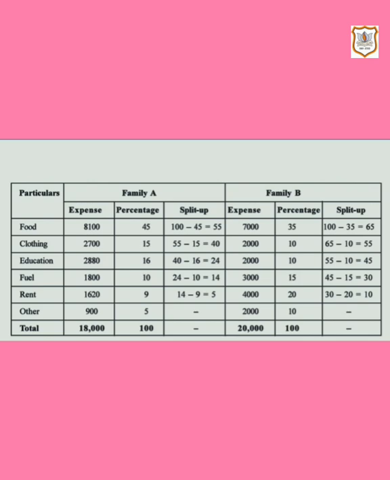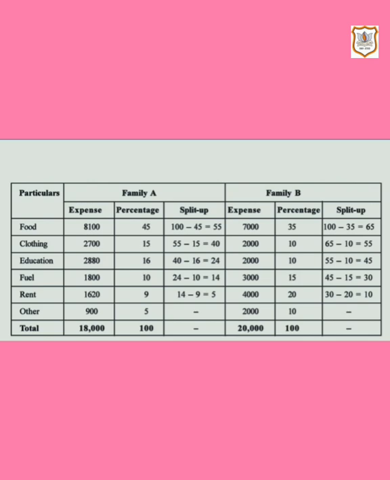Then 2,880 into 100 divided by 18,000, that gives you 16. Then fuel expense, 1,800 into 100 divided by 18,000, that gives you 10. Then rent expense, 1,620 into 100 divided by 18,000, that gives you 9. Then other expenses, 900 into 100 divided by 18,000, that gives you 5. This way we have taken out the percentage.